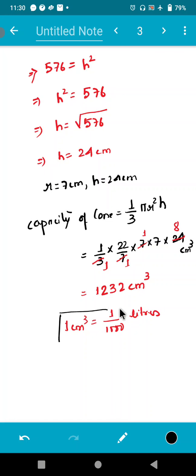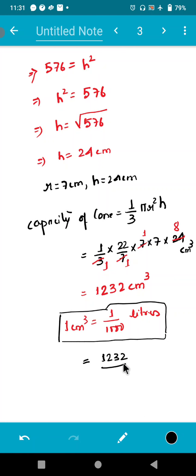So a very important conversion. If you have to convert centimeter cube to liter, you just have to divide this number by 1000. That is 1232 by 1000. So give your answer in decimal form. That will be 1.232 liters. So this is your required answer, or you can say the solution of sub-question 1 of question number 2.